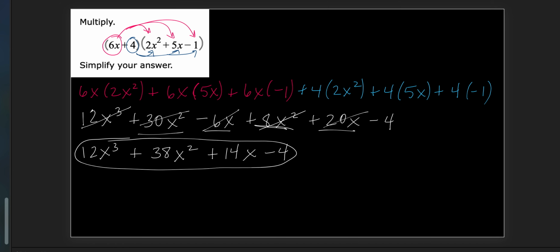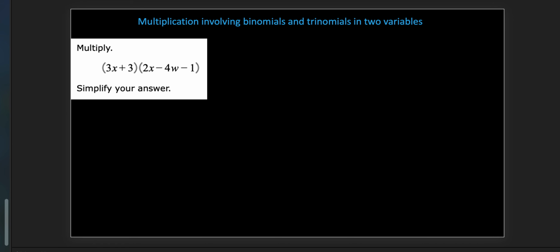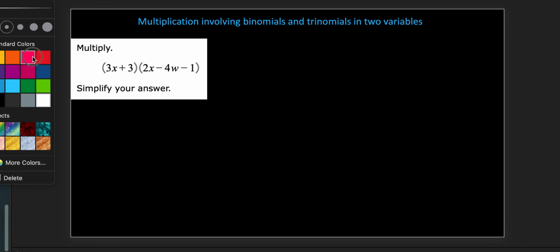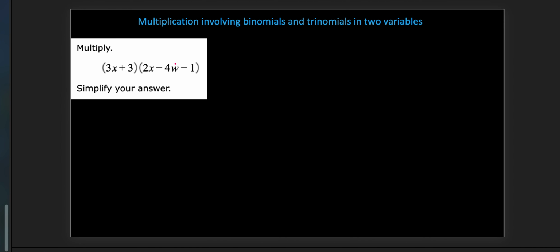So that's how to multiply a binomial times a trinomial. Now we have more of this, multiplication involving binomials and trinomials with 2 different kinds of variables. So when you're multiplying 2 different kinds of variables like we've done before, like x and w, x times w is just xw. And so now let's try to just eye this, where I'm going to multiply 3x times each term in the parentheses, and then the 3 times each term. So I'll write that out, what I'm doing.